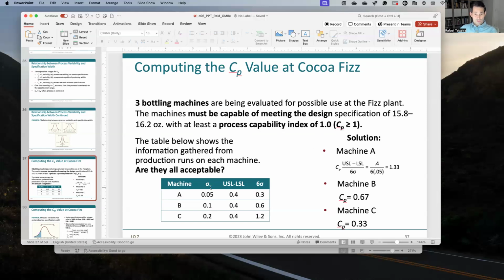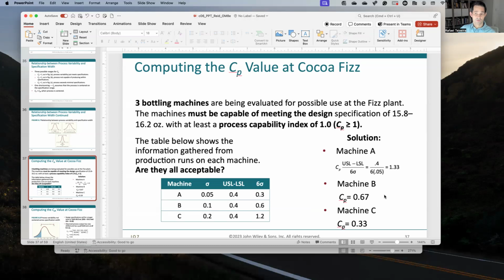The company knows the standard deviations for each machine, which are 0.05, 0.1, and 0.2. This is the standard deviation. And 6 times the standard deviation is this number times 6, which is 0.3. This number, 0.1, times 6, which is 0.6. And 6 times the standard deviation of 0.2 is 1.2. So we have this information.